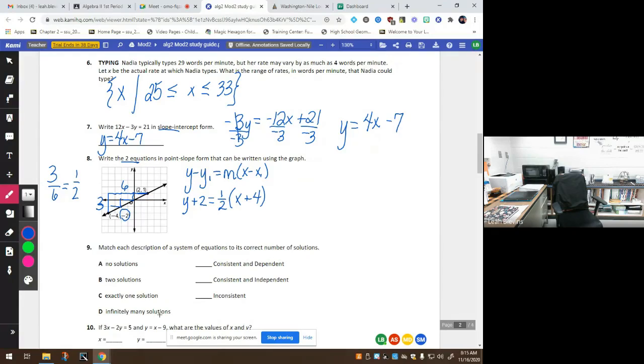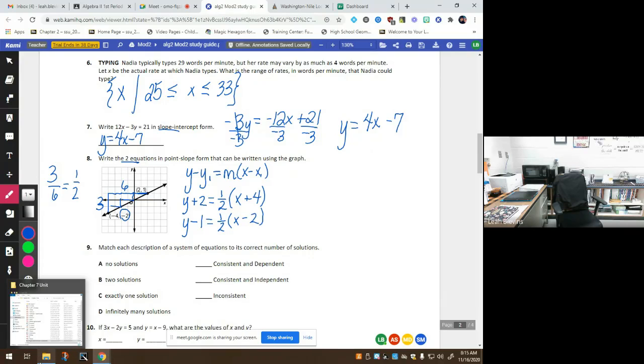All right, and quickly, somebody tell me my second equation. Y. Andrew, what am I going to write? -1. Yes. Equals. Keep going. X minus 2. Perfect. Because it says to write two equations.